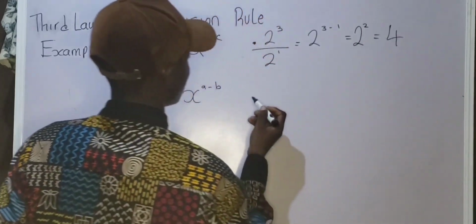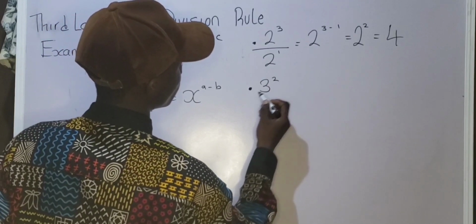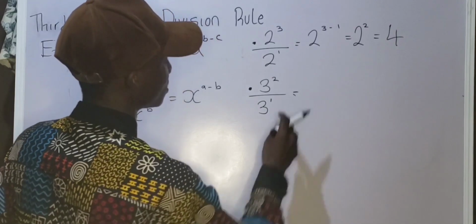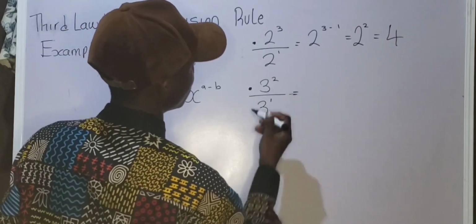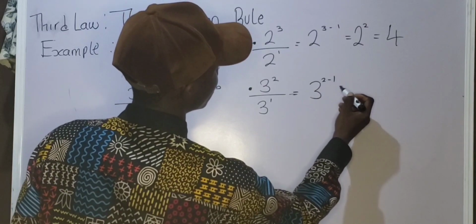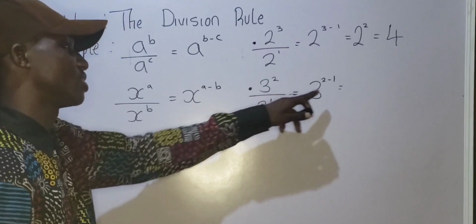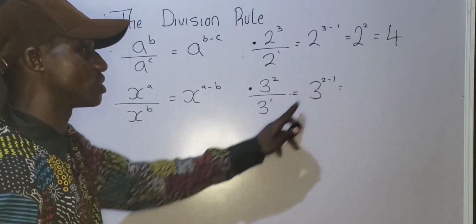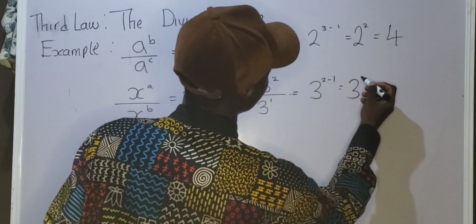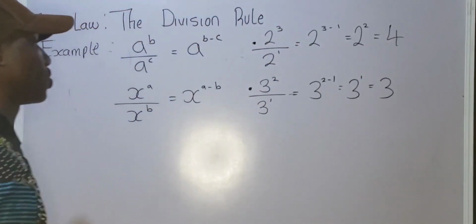You understand? So let's try this again. 3 raised to the power of 2 all over 3 raised to the power of 1. What's the answer to this? This is also the same thing as 3 raised to the power of 2 minus 1. You have to first take the powers of the numerator. Are you getting it? So 3 raised to the power of 2 minus the powers of the denominator. So I'm going to have 3 raised to the power of 2 minus 1, that is 1. So this is what? 3. Do you understand?